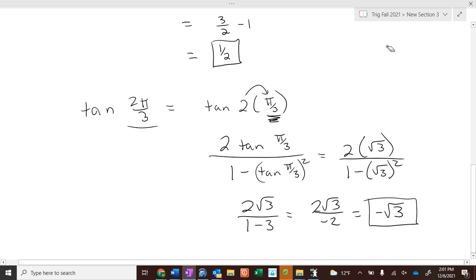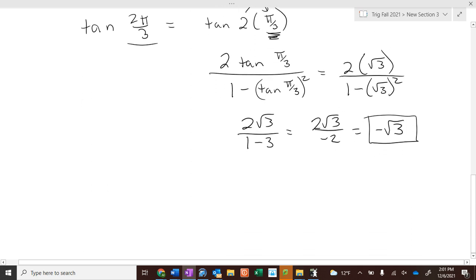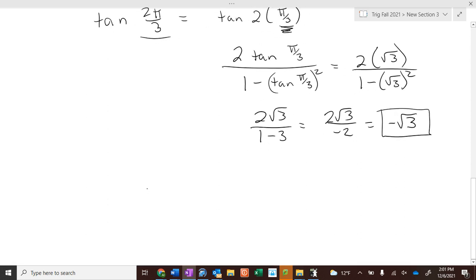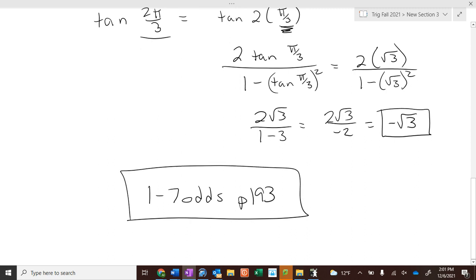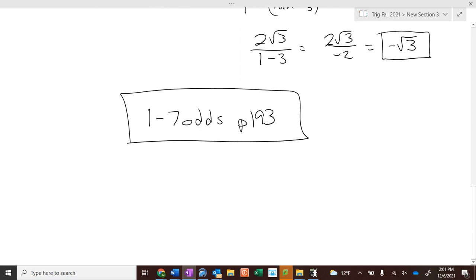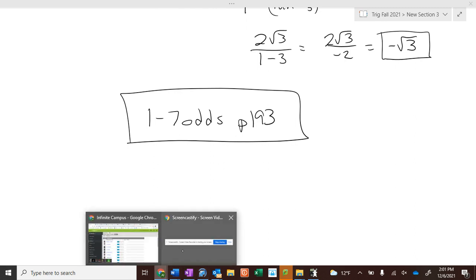Okay. Can you handle this section of it? I'm only going to give you 7 quick problems. 1 through 7 odds on page 193. This is the easy part. In 20 minutes, I will cover half angle identities, which is a little trickier. Okay? So on your mark, get set, go. Get to work.